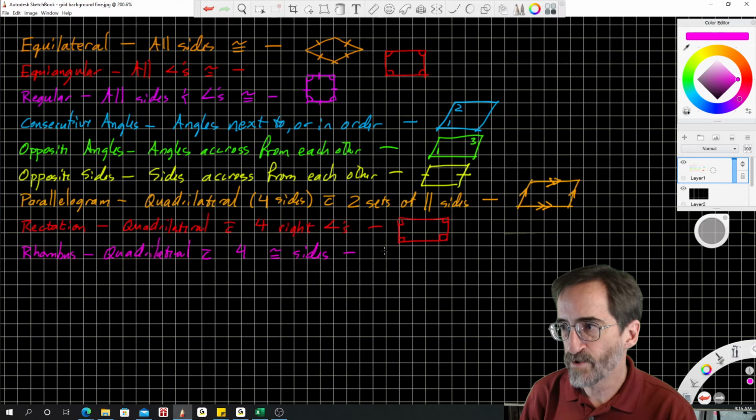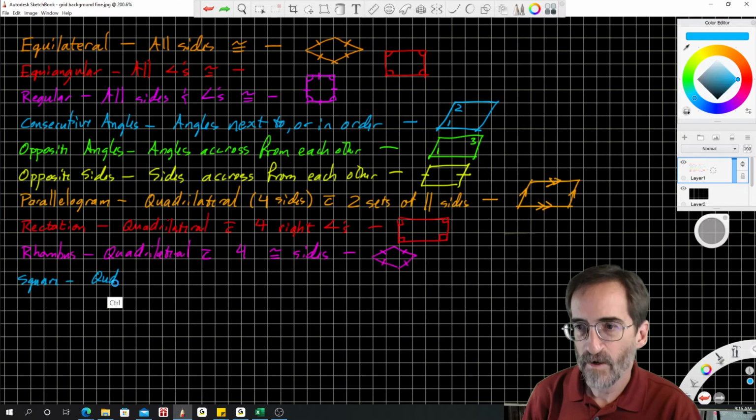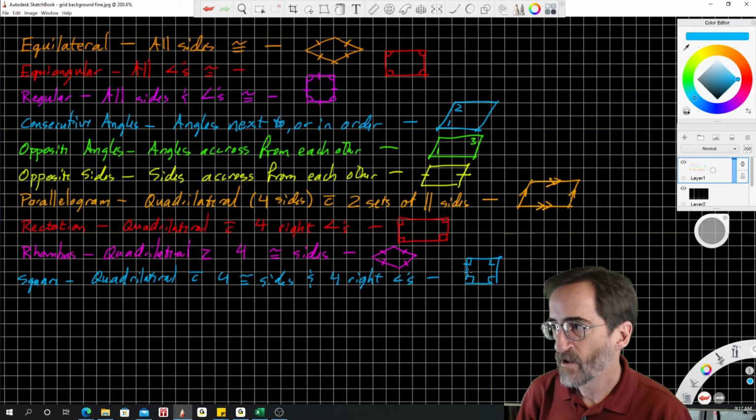Okay, a square is a quadrilateral with 4 congruent sides and 4 right angles. So it's a combination of a rectangle and a rhombus. It's got 4 right angles and all 4 sides are congruent. So a square is both a rhombus and a rectangle.